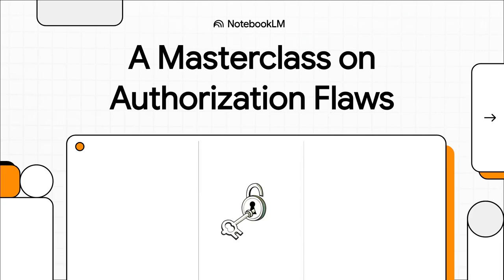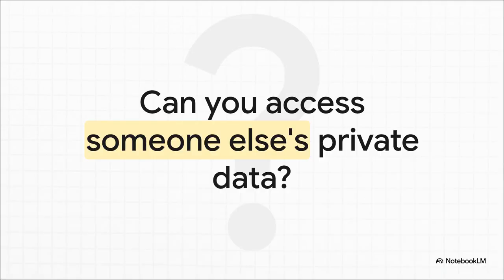All right, welcome. Today, we're going to dive deep into one of the most critical topics in all of cybersecurity, authorization flaws. We're going to break down how they work, how the pros hunt for them, and most importantly, how we can all get better at stopping them. So let me start by asking you a question, one that gets right to the heart of this. When you are using an app, any app, social media, your bank, whatever, can you access someone else's private data? If the answer is yes, well, you've just stumbled upon an authorization flaw.